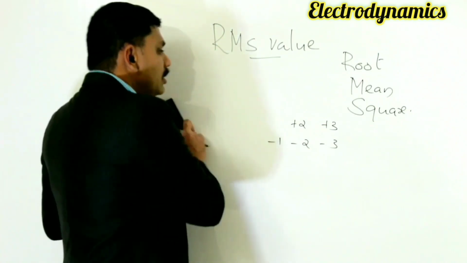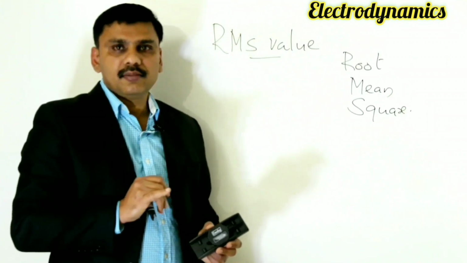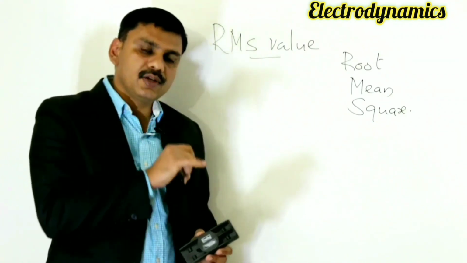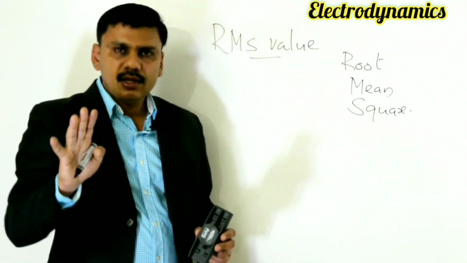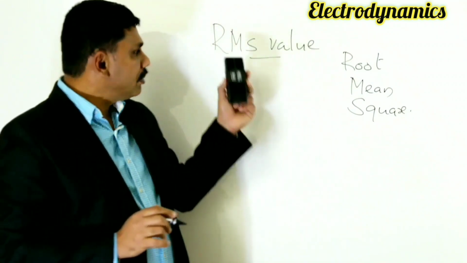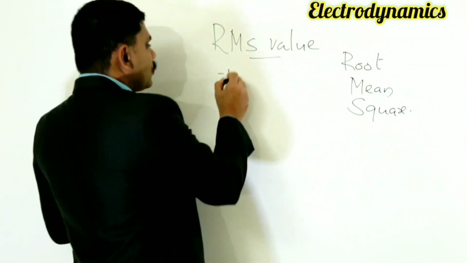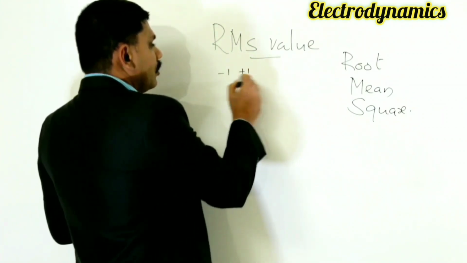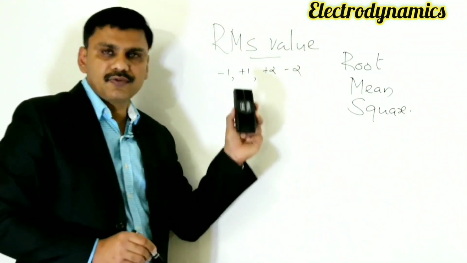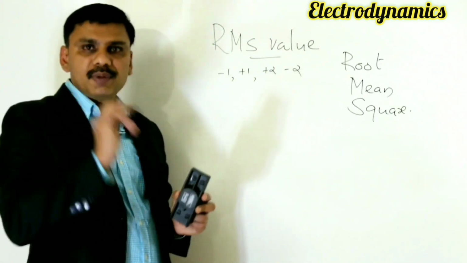So alternating current or alternating voltage you can't measure by taking the average value. You need another measurement. That measurement is known as root mean square. For example, minus 1, plus 1, plus 2, minus 2. If you take the average of this, it will be 0. But if you take the RMS value, it will not be 0.